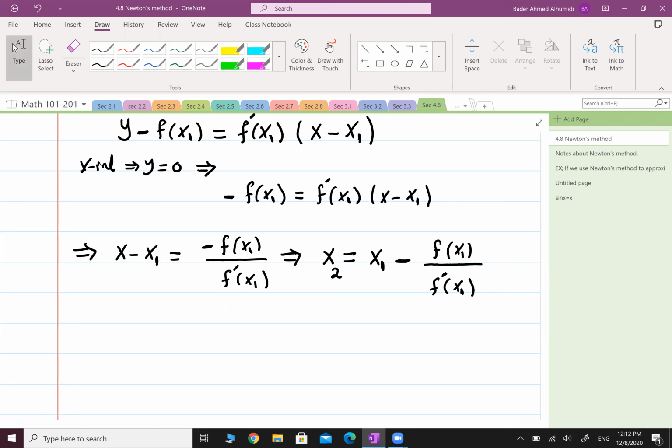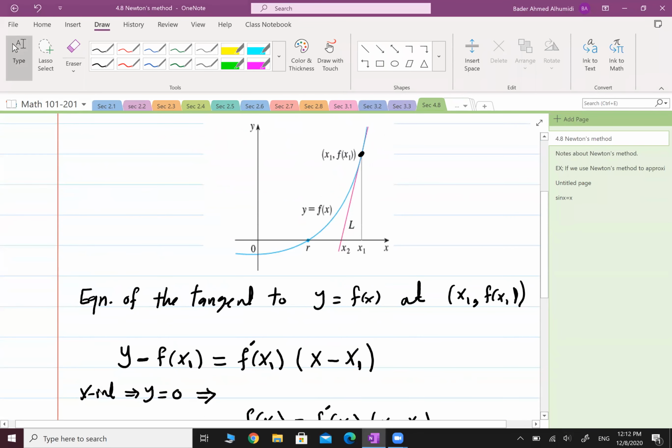Let us see x2 in the graph. What does it represent? Notice the graph here. This is the straight line we are talking about. So x2 here stands for the x-intercept of the tangent line at x1. We have an initial guess x1. We find the tangent line at that point. That tangent line will give me an x-intercept. That x-intercept, I will call it x2.